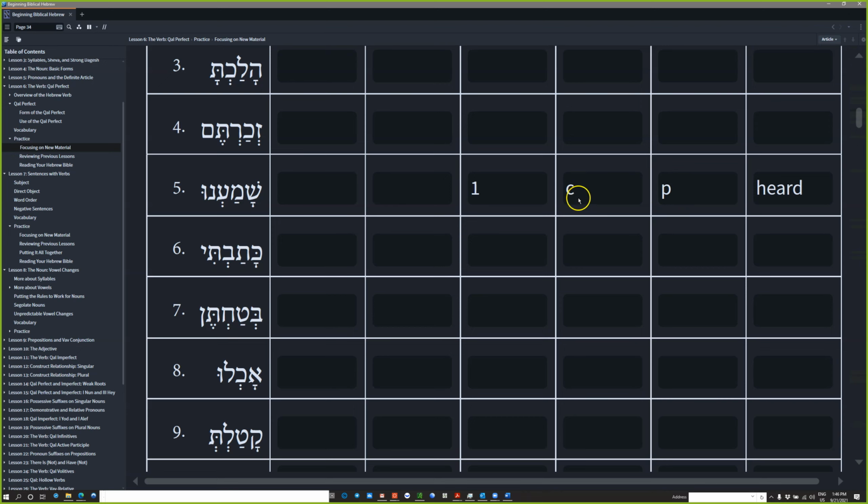In English, we don't distinguish in the first person, neither does Hebrew, between masculine and feminine, but I've got I and I've got we as first person pronouns. Well, which one's plural? It's we. So we would translate this as we heard, because we have a first person plural subject, which would be we, and then we have the meaning of Shema, which is heard. Does that answer the question, or is there still a question about how to translate that?